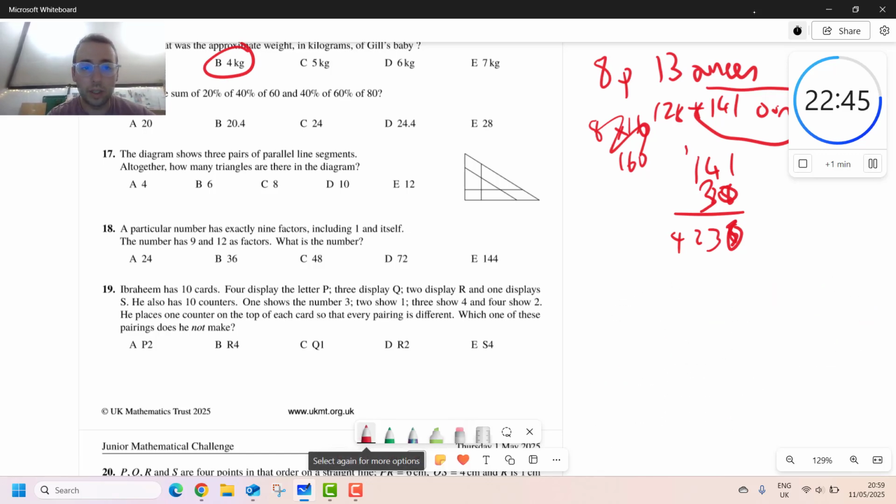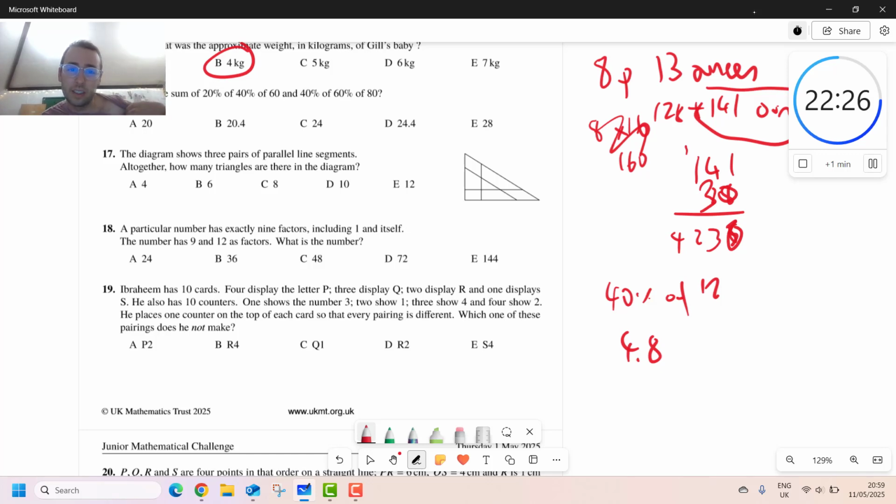Okay. 20% of 60 is 12, 40% of 12 is 4.8. I could just times it by 10. And then 40% of 60% of 80 is, so that's 60% of 80 is 8 times 6, which is 48. 4.8 plus 4 times, so we've got 5 times 4.8, 24?